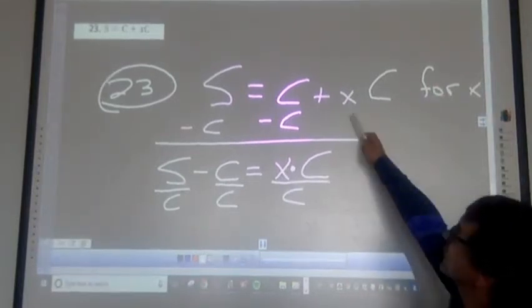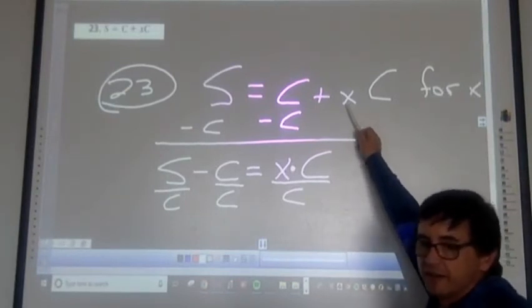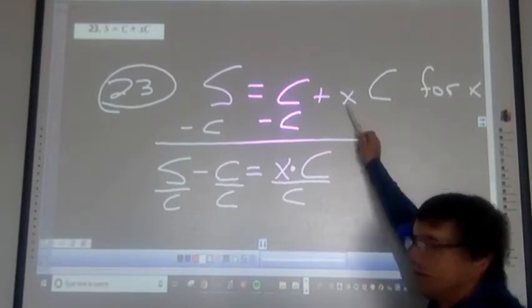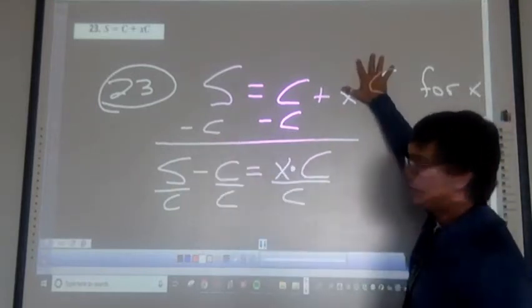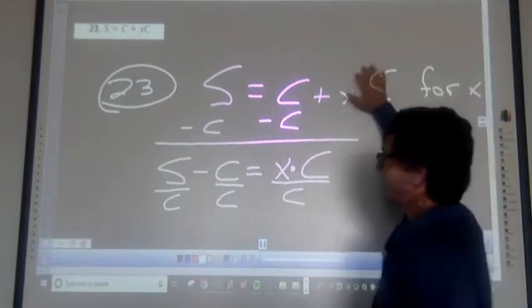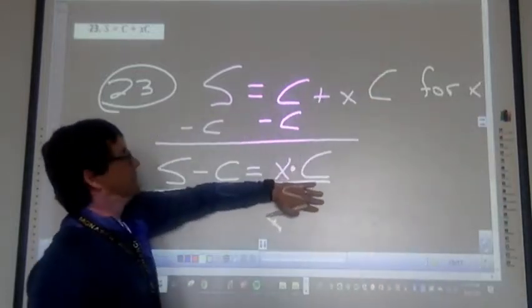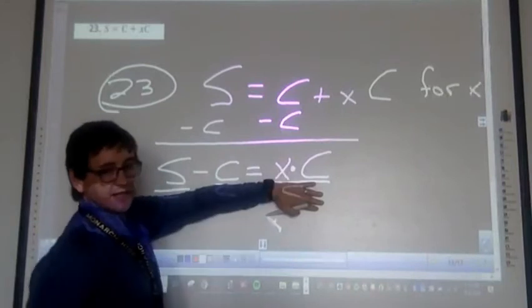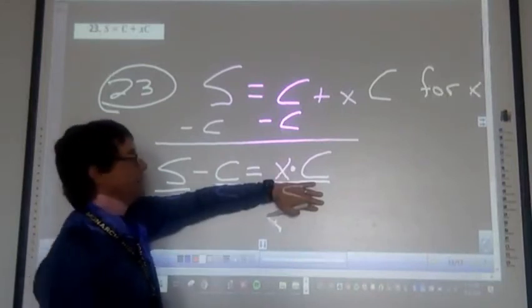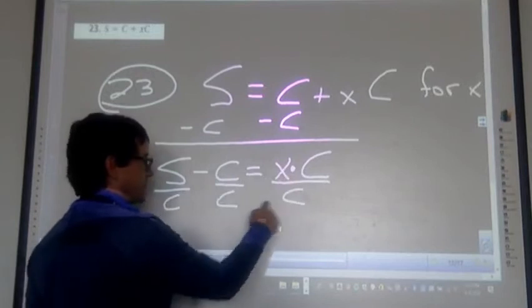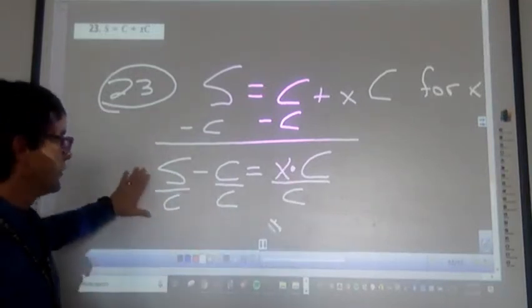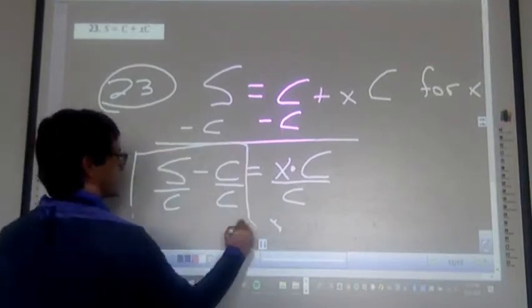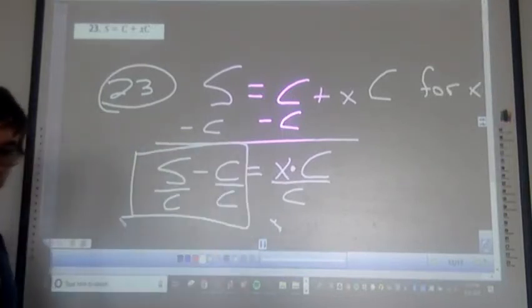So we're just solving for this x right here, right? Yeah. So I just cover that up, and then I got to get rid of the c. And then I had this part right here. So s minus c equals x times c. And to get this x by itself, I just divide that c out. So this basically right here is your answer. Okay. I mean, that's all we're doing.